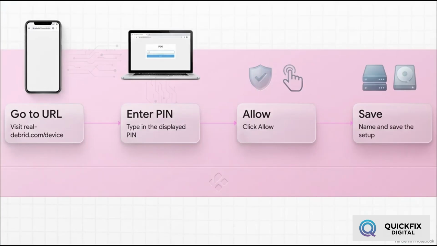Here's the final handoff. Grab your smartphone or just open a web browser on your computer and navigate to real-debrid.com/device. You'll see a prompt asking for a code. Just type in the PIN number that's currently displaying on your Kodi screen and click Allow. After that, you can name and save the setup right there on the Real Debrid website. And with that, your Debrid setup is fully authenticated and ready to rock.